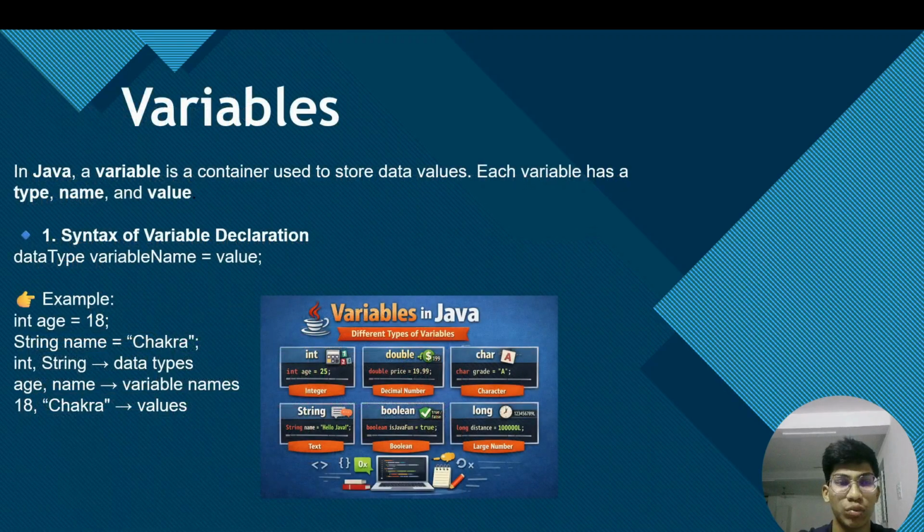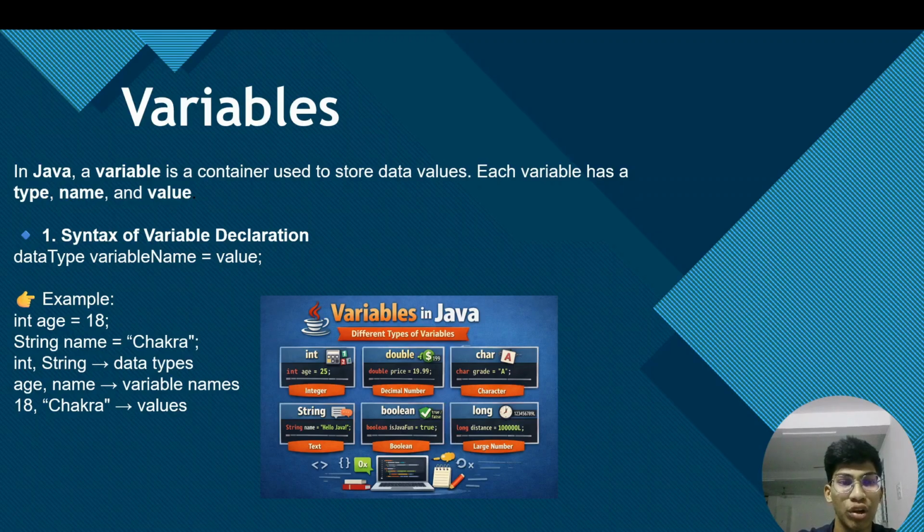Let us discuss variables. In Java, a variable is a container used to store a data value. Each variable has a type, name, and value. Syntax of the variable declaration: data type, variable name followed by value. Here the data type describes the type of the value stored in the variable name. Variable name is the name of a memory block where data is stored.